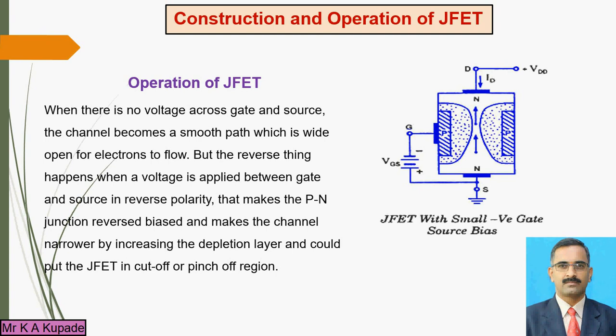Now, as I discussed, when there is no voltage across the source and gate terminal, the channel becomes a smooth path, wide open for electrons to flow from the source towards the drain terminal, right? That I just explained. But suppose you are applying a negative voltage to the gate terminal, that means you are applying the voltage between the source and gate, and because it is the n channel, you are making the gate terminal negative and the source positive.